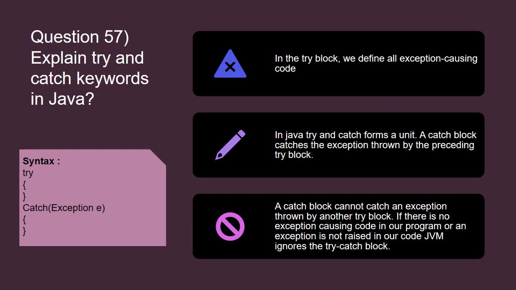Question 57. Explain try and catch keywords in Java. In the try block, we define all exception-causing code. In Java, try and catch form a unit. A catch block catches the exception thrown by the preceding try block. A catch block cannot catch an exception thrown by another try block. If there is no exception-causing code in our program or an exception is not raised in our code, JVM ignores the try-catch block. Syntax: try, catch, Exception e.